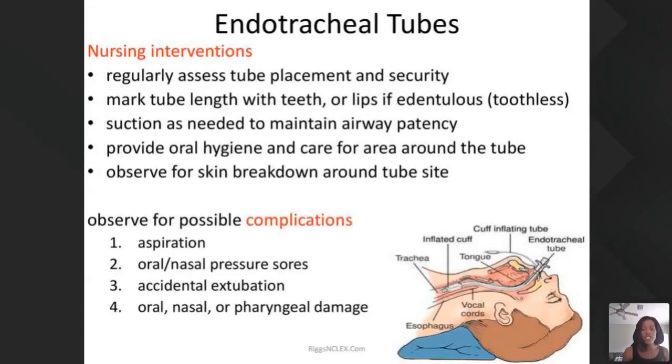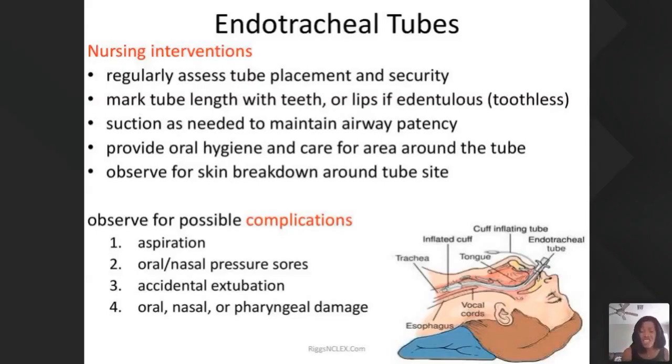So some nursing interventions for your endotracheal tubes. If the patient is edentulous, toothless, they don't have any teeth, we want to find a way to mark the tube, because one of the ways we mark it is with the teeth. If they don't have that, we have to find another way to do it. Suctioning is a big deal. We're going to go over suctioning with a patient with an endotracheal tube.